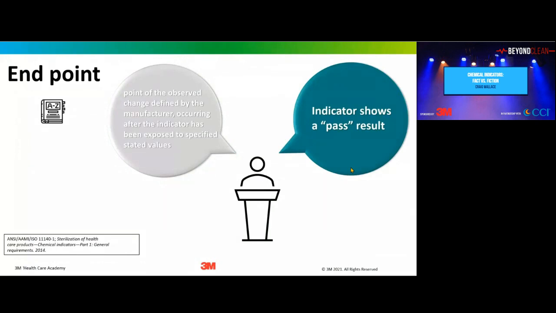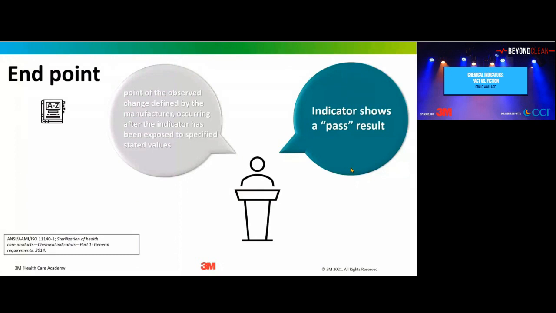So you should think for a minute about those moving front indicators, just to be clear. An endpoint on those moving front indicators is not all the way through the end of the window. The endpoint would be the pass line. So as soon as that dark color crosses the pass line, that indicator has reached its endpoint.